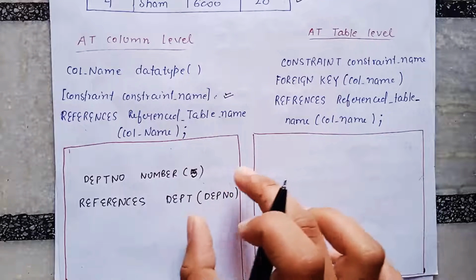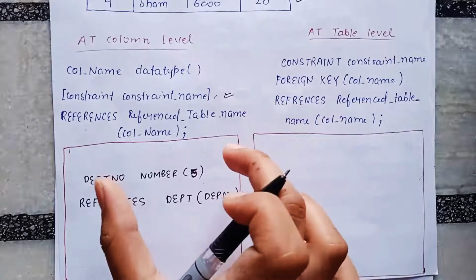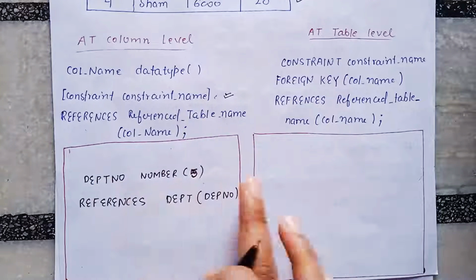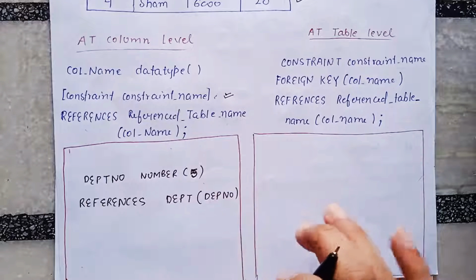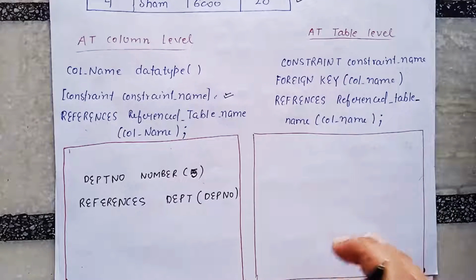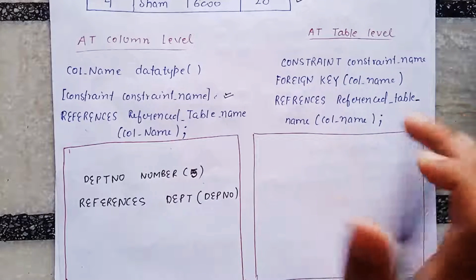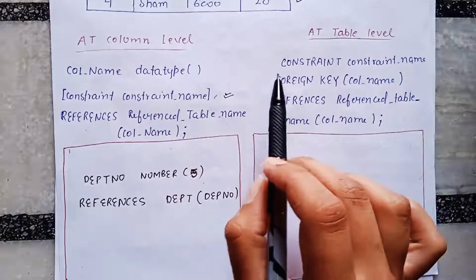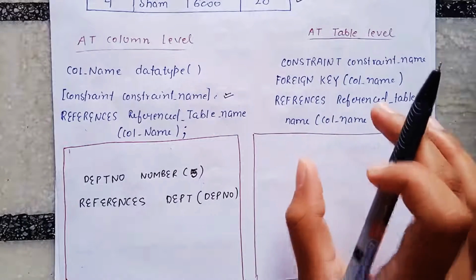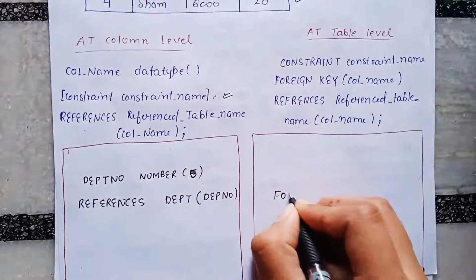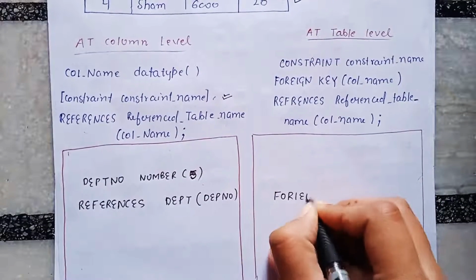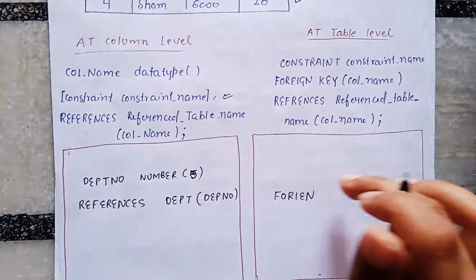Okay, so this is a simple way how we apply a constraint at column level with the column name. The same thing, if we try to apply it at the table level, we will define it like this. At the end, after creating all the columns, we will simply write foreign key column name like this.